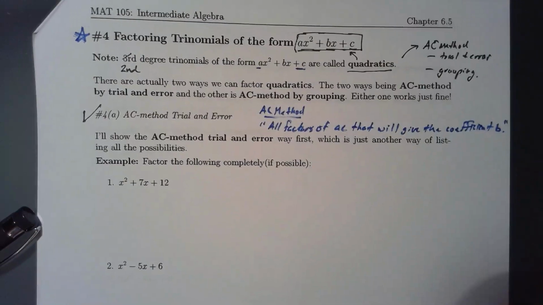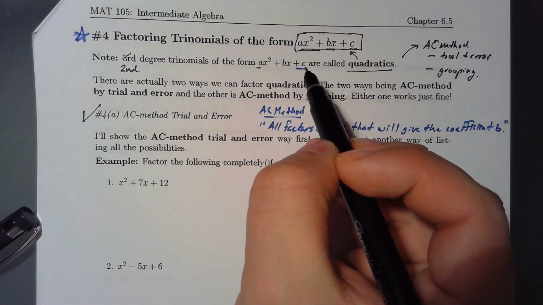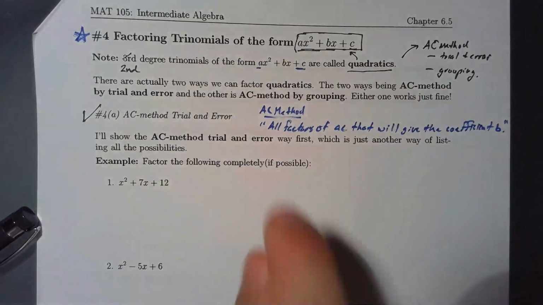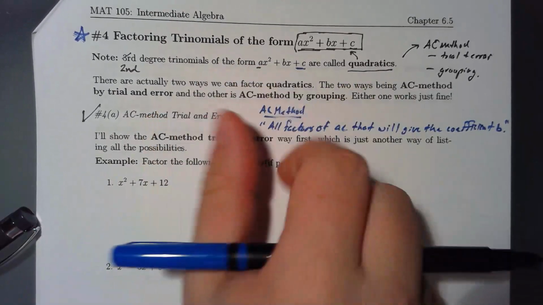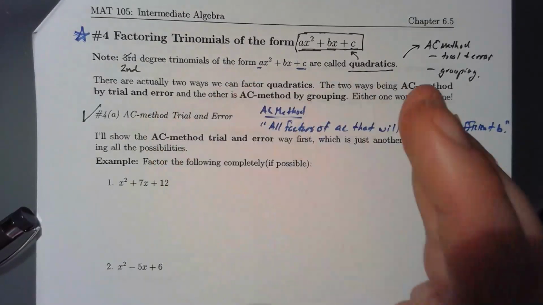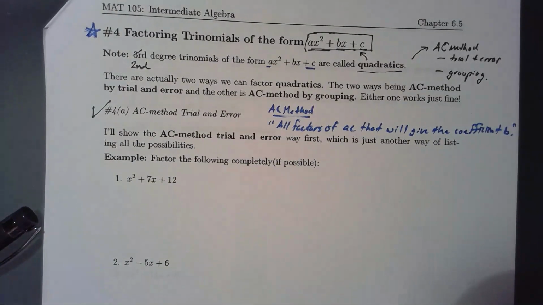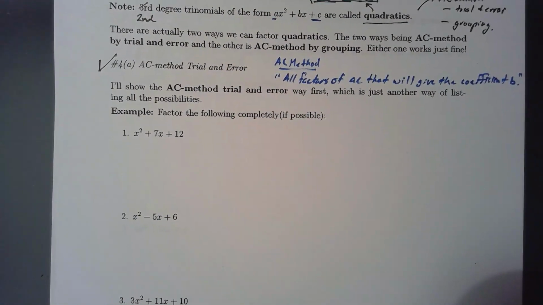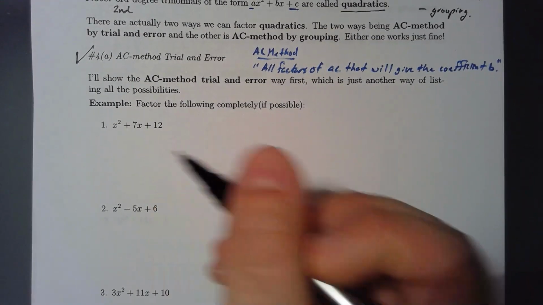So what we really do is we just look at the values of A and C, and we look at all the possibilities, and we find the one possibility that gives us B. If we can find that, then we factored the quadratic successfully. If it doesn't exist, then the quadratic is prime, which means it doesn't factor. Okay. So let's look at trial and error. I prefer trial and error myself, but again, it doesn't matter which one you use.